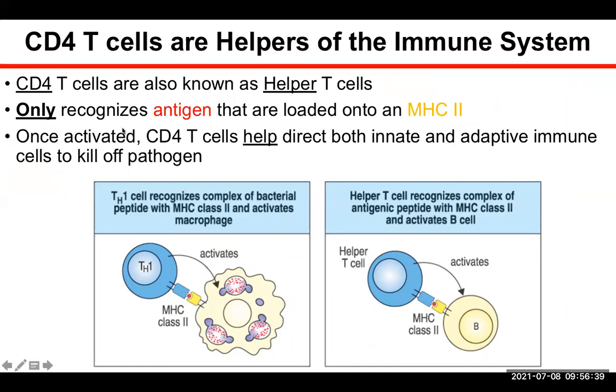What they want to do is recognize antigen, as highlighted here, that is being loaded onto an MHC2. And again, the only cell types that express MHC2 are macrophages, dendritic cells, and B cells. And so the whole point of this is so the CD4 helper T cells can interact with those 3 professional antigen presenting cells and basically direct them on what to do.